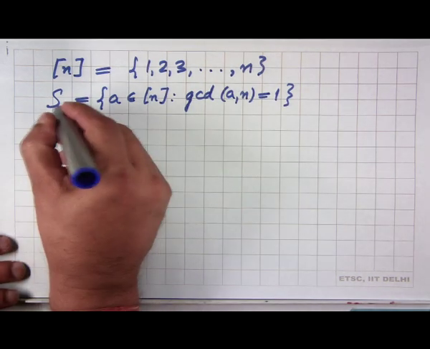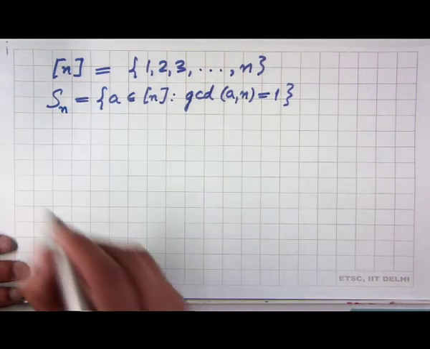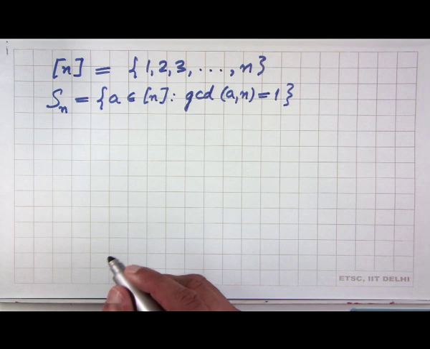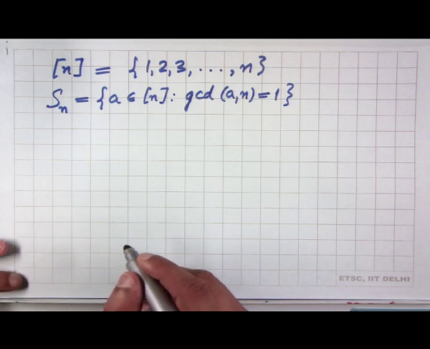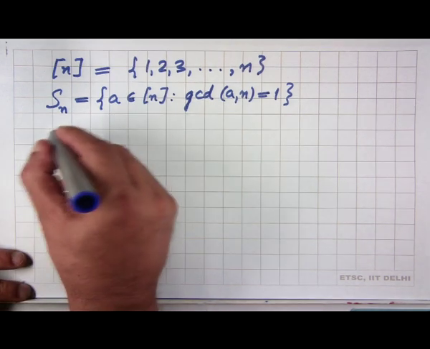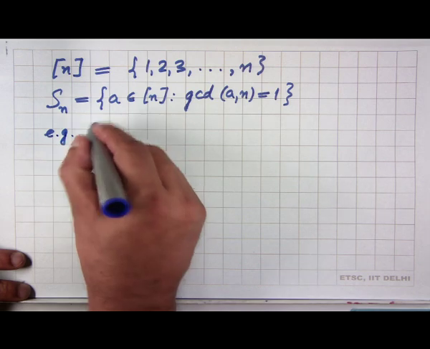Let me call this S sub n, although S sub n is not a great notation because S sub n typically stands for something else commonly in mathematics. But still, for the sake of today's lecture, let me just call this S of n. As an example, what could I say is S of 12?